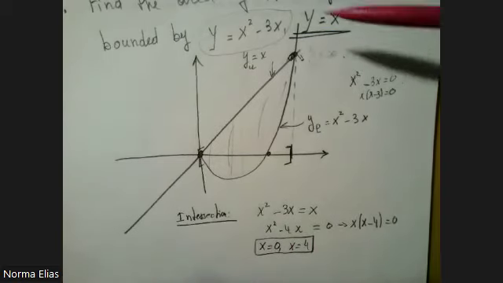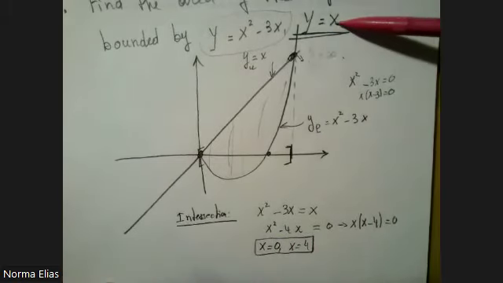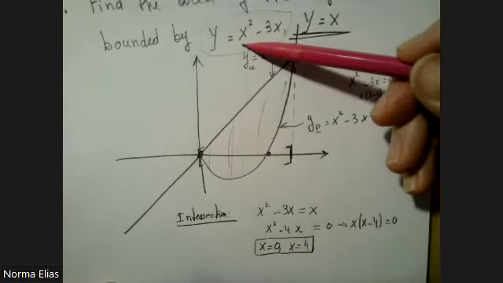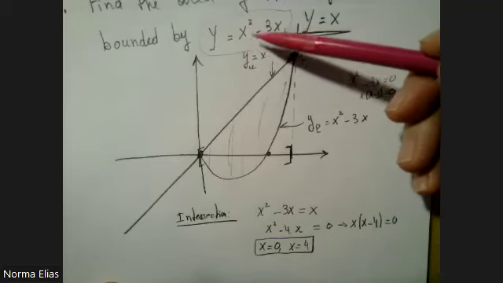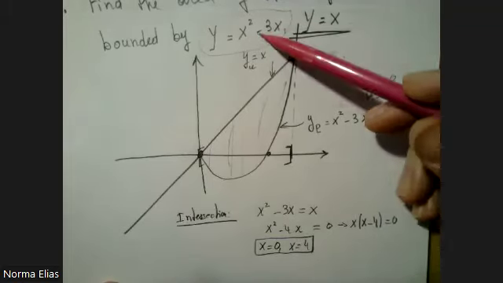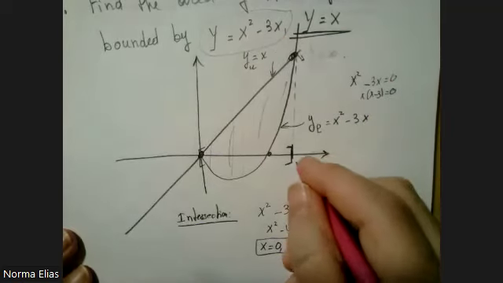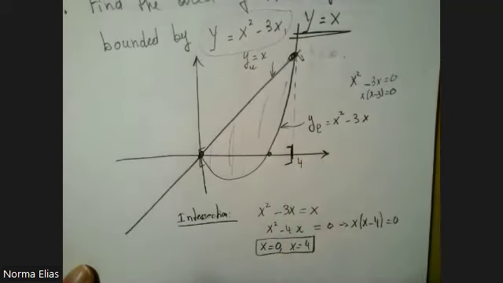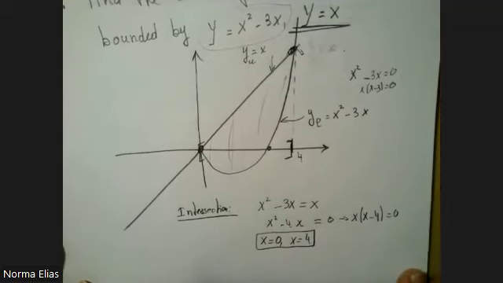And now I check. If I put 4 here, I get 4. If I put 4 here, I get 16 minus 12 equal 4. So if x equal to 4, the y's are equal. So this is my 4. Okay, so now I have my limit very clearly.